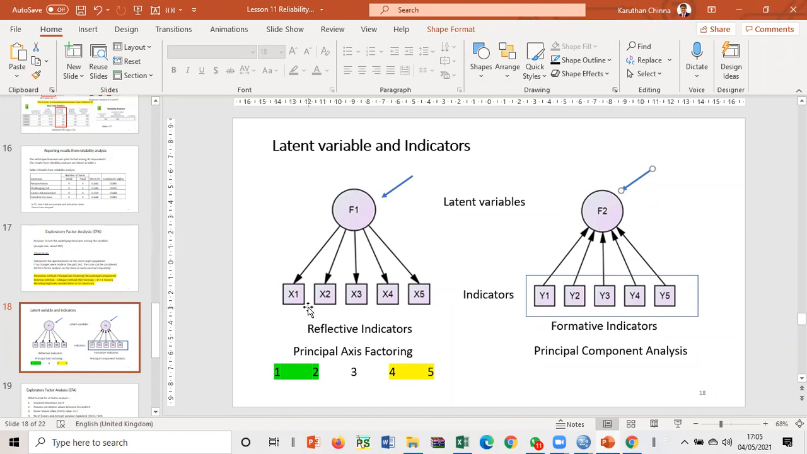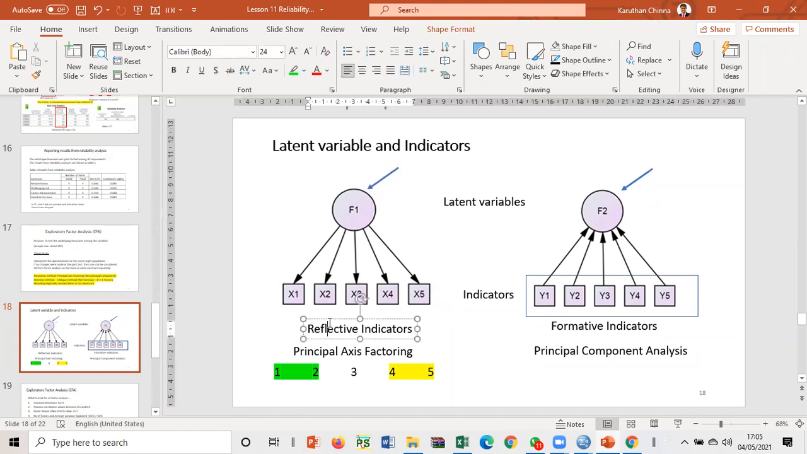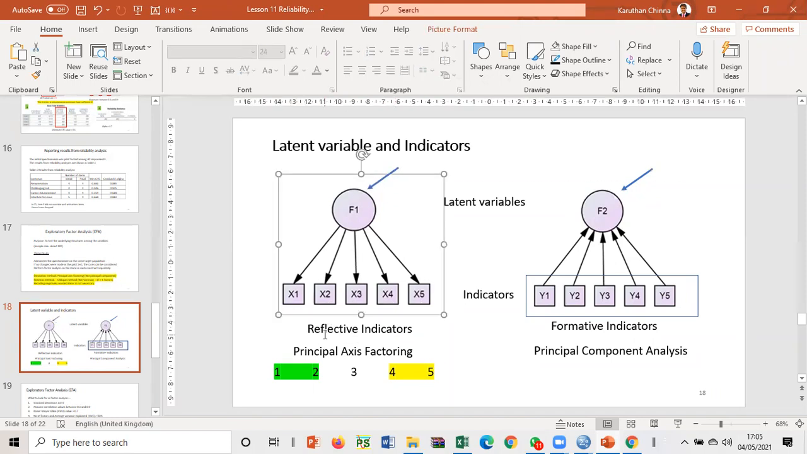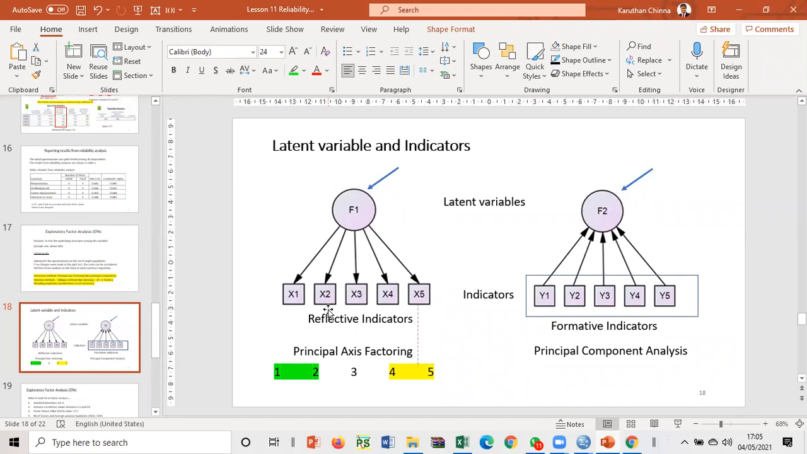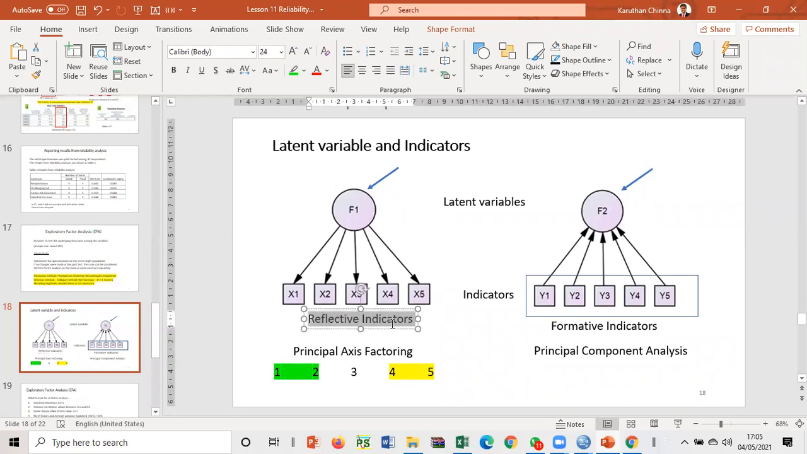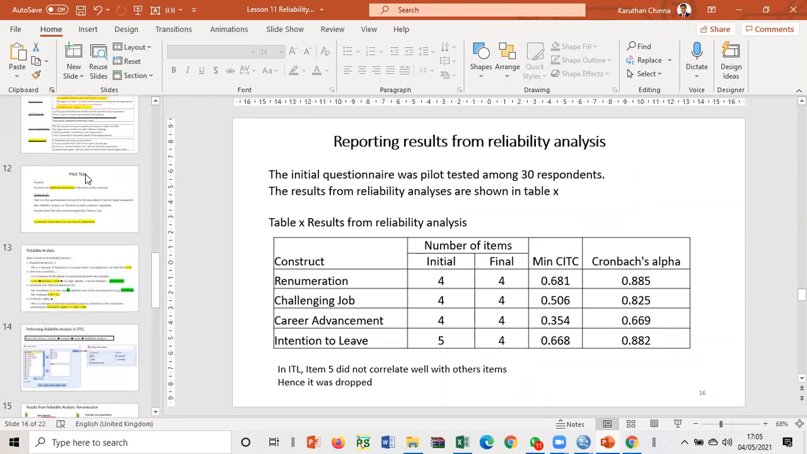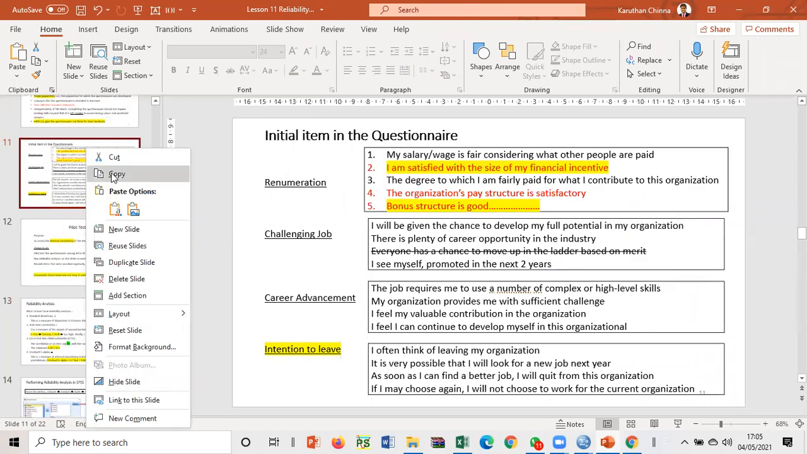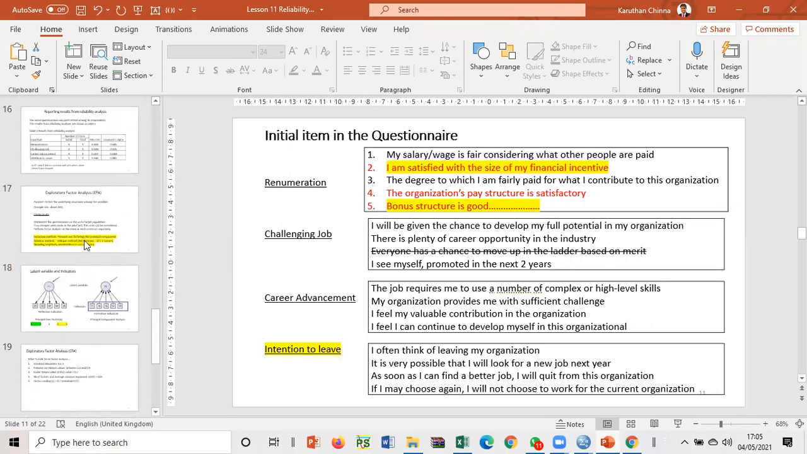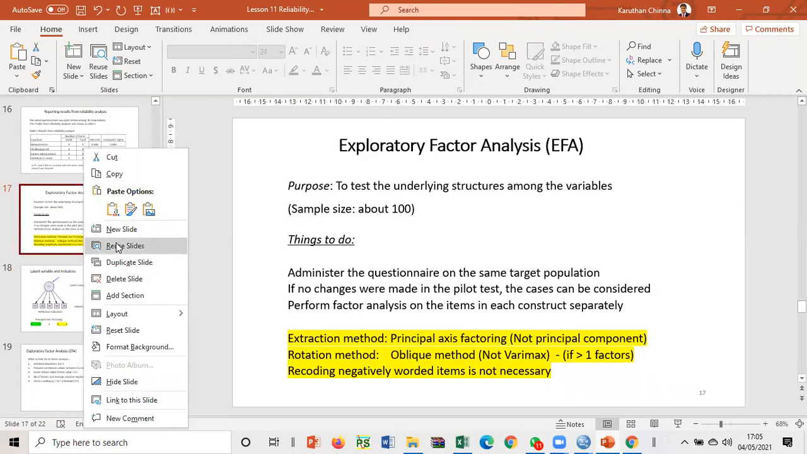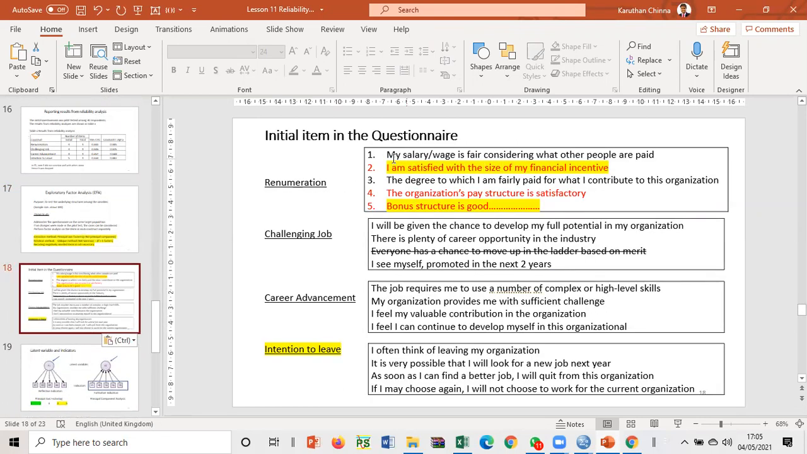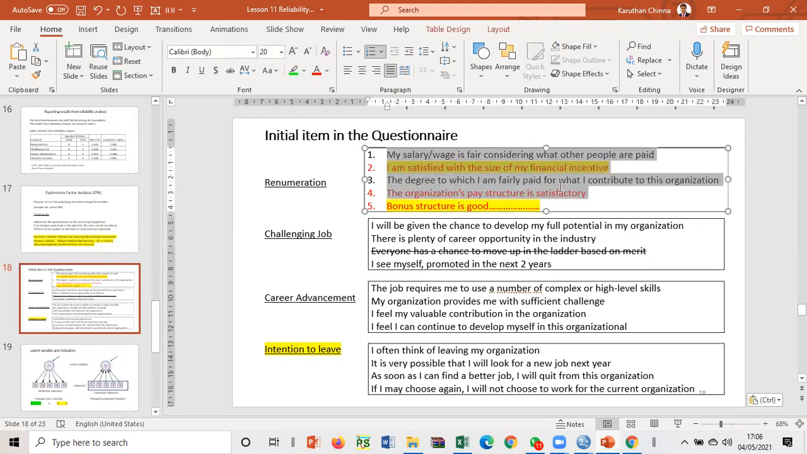Whereas here, your question is fixed. What you measure here depends on what's inside the head. So they're called reflective indicators. At least most of the time, your questionnaire items are reflective indicators. Just now, we talked about remuneration. How many items were there in remuneration? Four items asked here about remuneration: my salary, wages, all this.